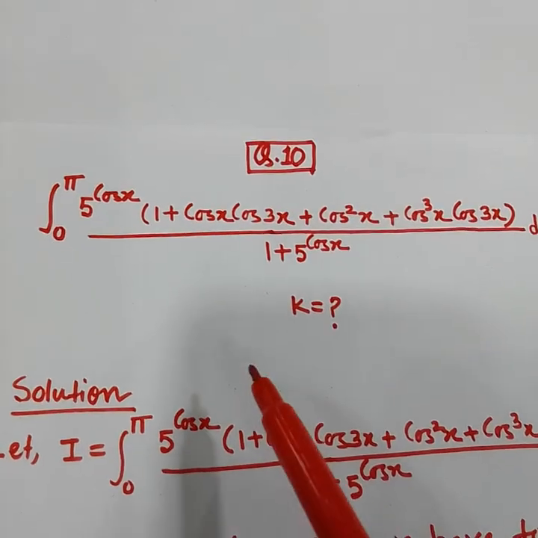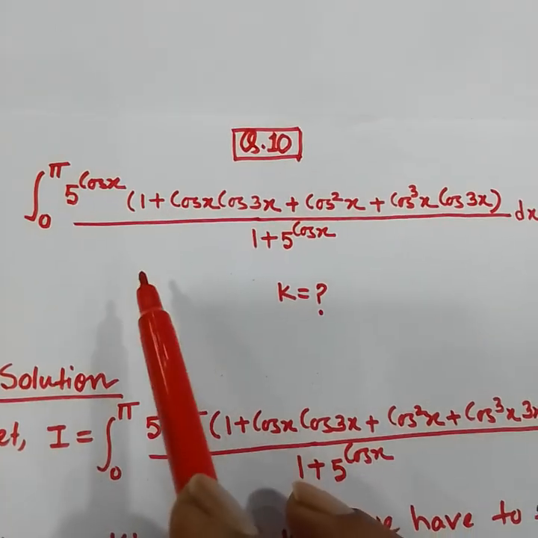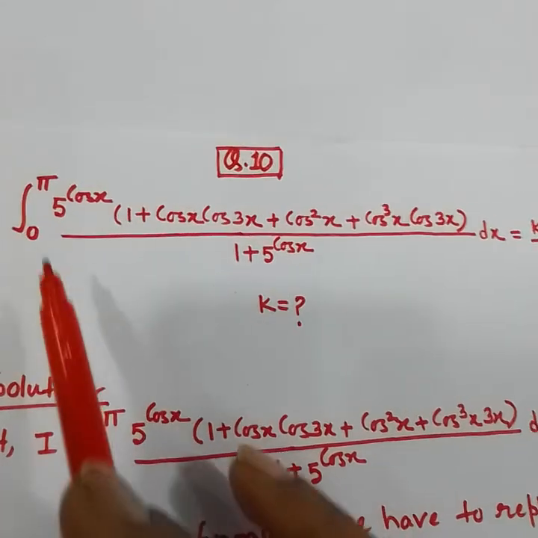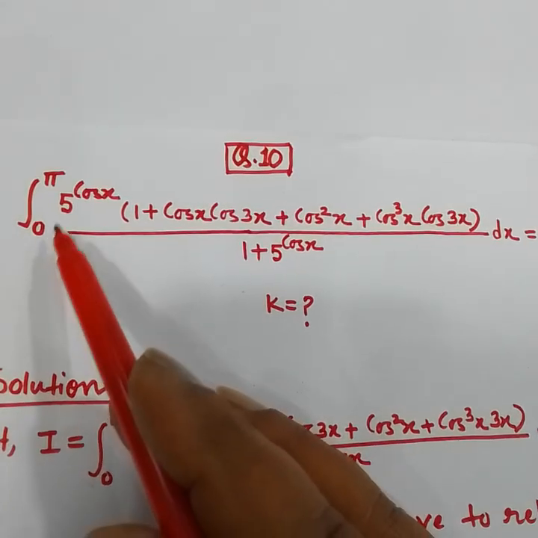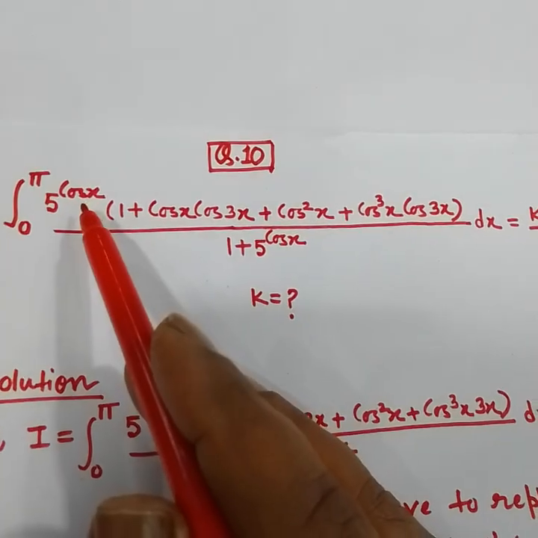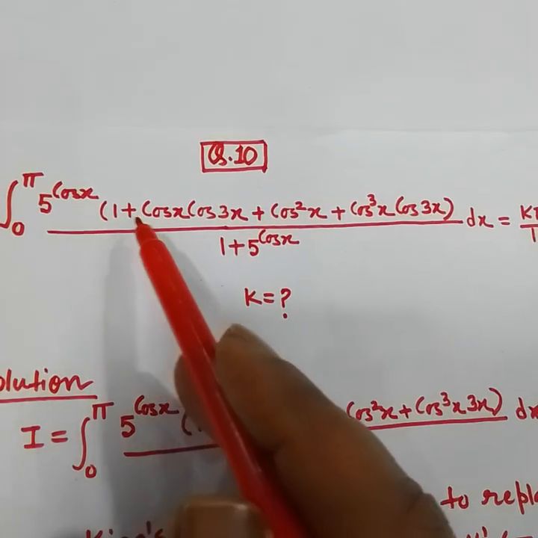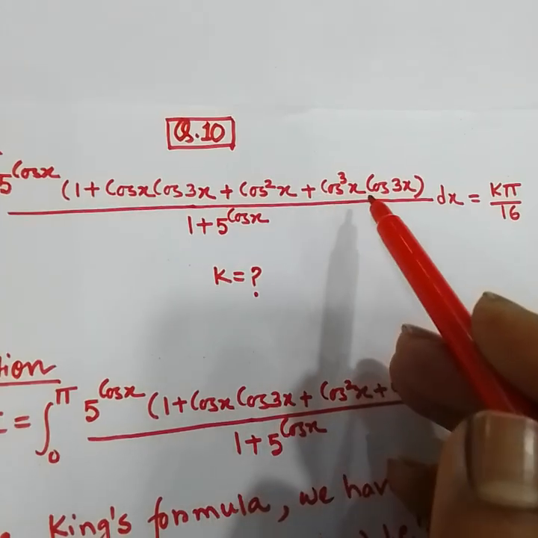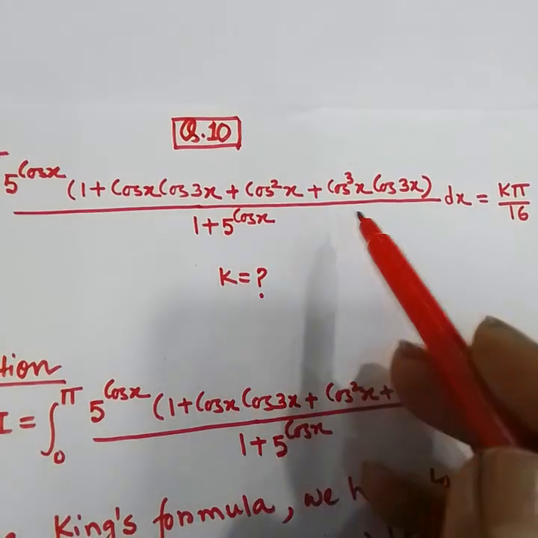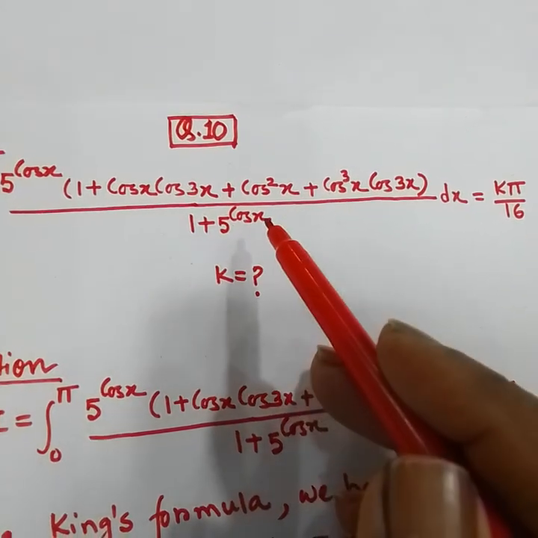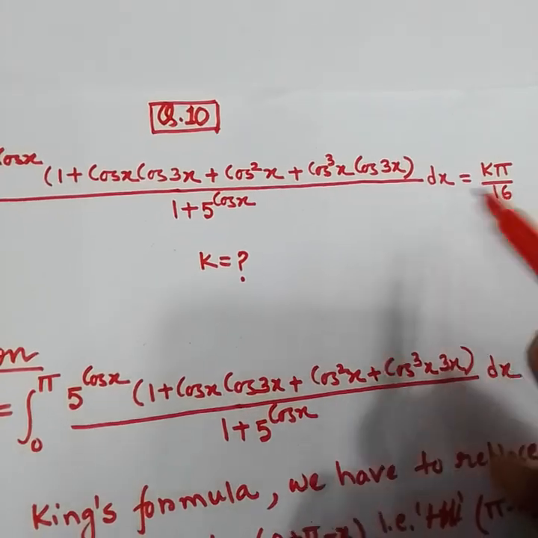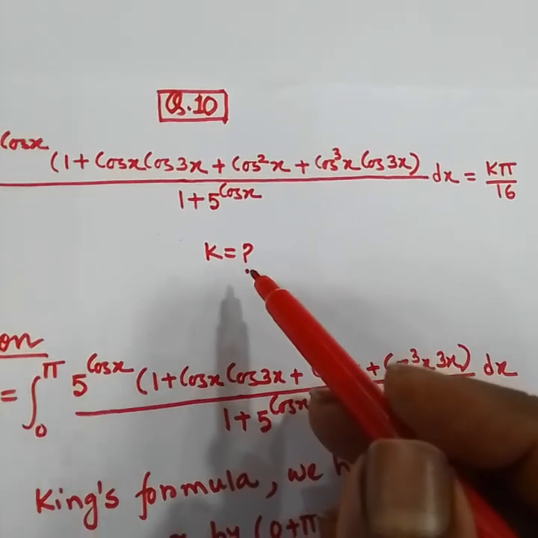Let us start with a very interesting formula today. Interesting problem of integration, definite integral. If the integral from 0 to pi of 5 to the power cos x into (1 plus cos x cos 3x plus cos square x plus cos cube x cos 3x), whole divided by (1 plus 5 to the power cos x), dx equals k pi by 16, then what will be the value of k?